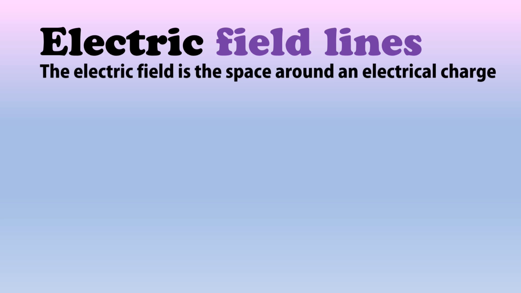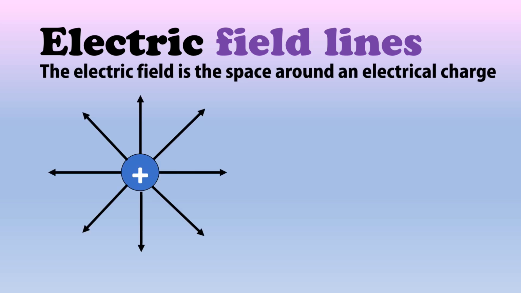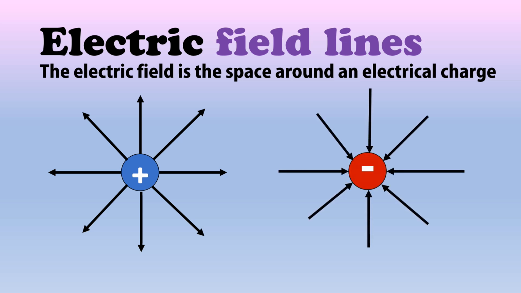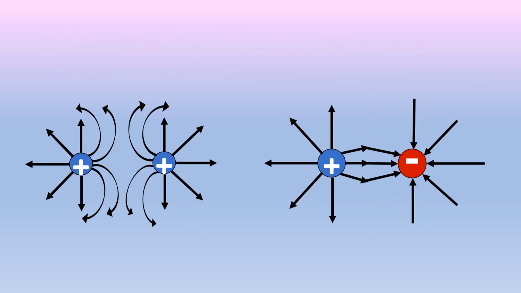Before we proceed to our discussion for today, let's recall our previous topic, which is the electric field lines. Electric field lines represent the space around an electric charge. The direction of field lines in a positive charge is outward, while the direction of field lines in a negative charge is inward. Again, according to the law of charges, like charges repel and unlike charges attract.